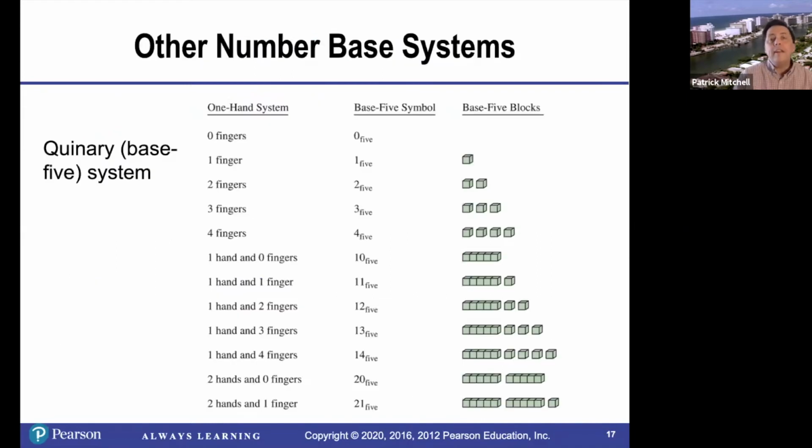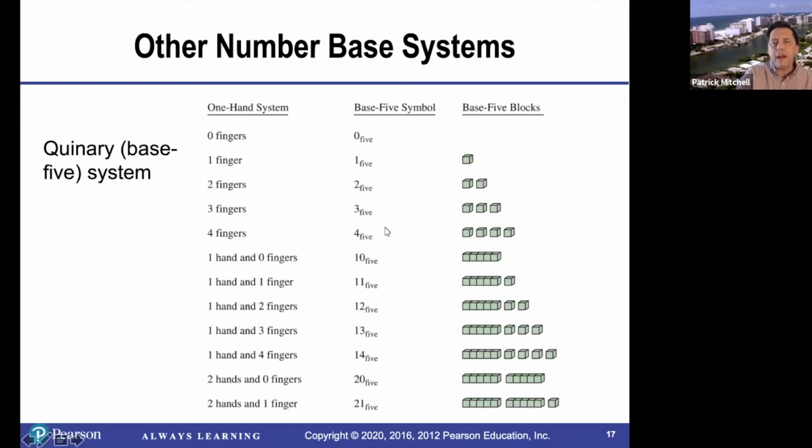All right, now it is thought that the reason we use a base 10 system is because we have 10 fingers, all right? But it's worth looking at other number base systems. For example, base 5, which is called quinary, is based on the concept of just doing all your counting on one hand. It only uses the numerals 0 through 4.